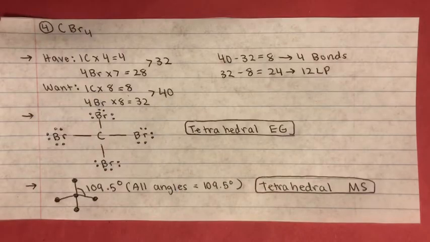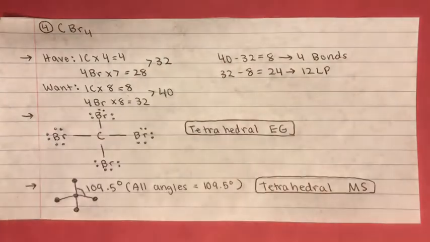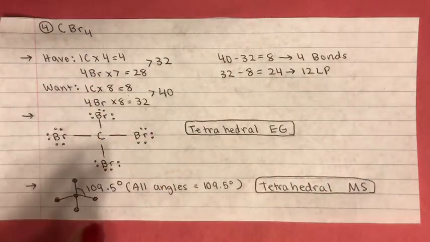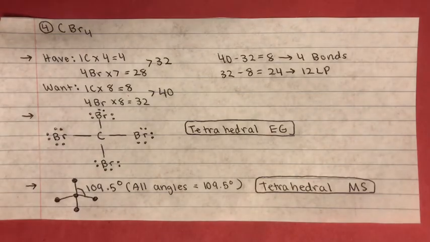Here's the fourth example, CBr4. CBr4 has 4 bonds and 12 lone pairs. Here's a drawing of the electron geometry, with carbon in the middle and 4 bromines surrounding it. Now, each atom is balanced with 8 electrons.